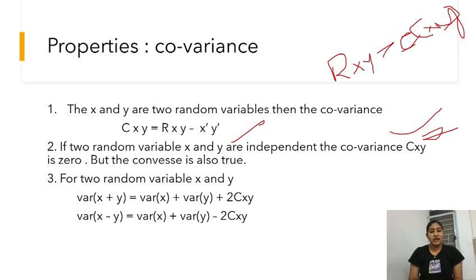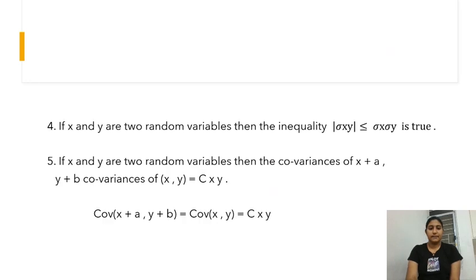For two random variables x and y, variance of x plus y equals variance of x plus variance of y plus 2Cxy. It is in the form of (x plus y) whole square. Variance of x minus y equals variance of x plus variance of y minus 2Cxy. Cxy is the covariance. These are the properties of covariance.